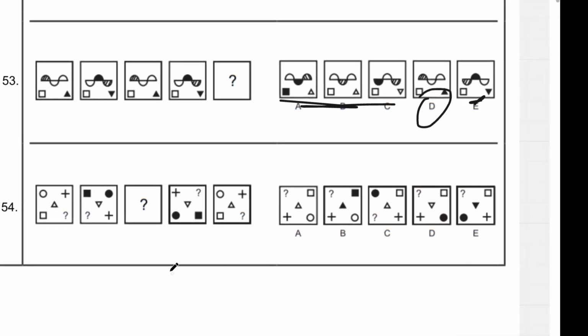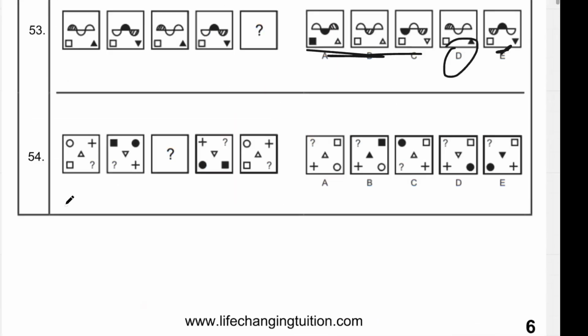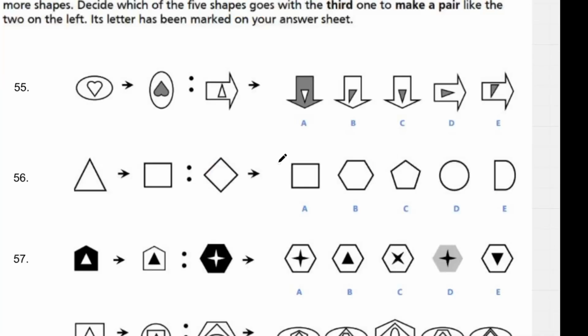Question number 54, we have to focus on this middle triangle, which is going to go up, down, up. So up and white, cross that out, cross these out as well. And then we get a circle that goes, I'm assuming, white, black, white, black, white. So it has to go white, black, white. So white circle, cross this out, and we get A.